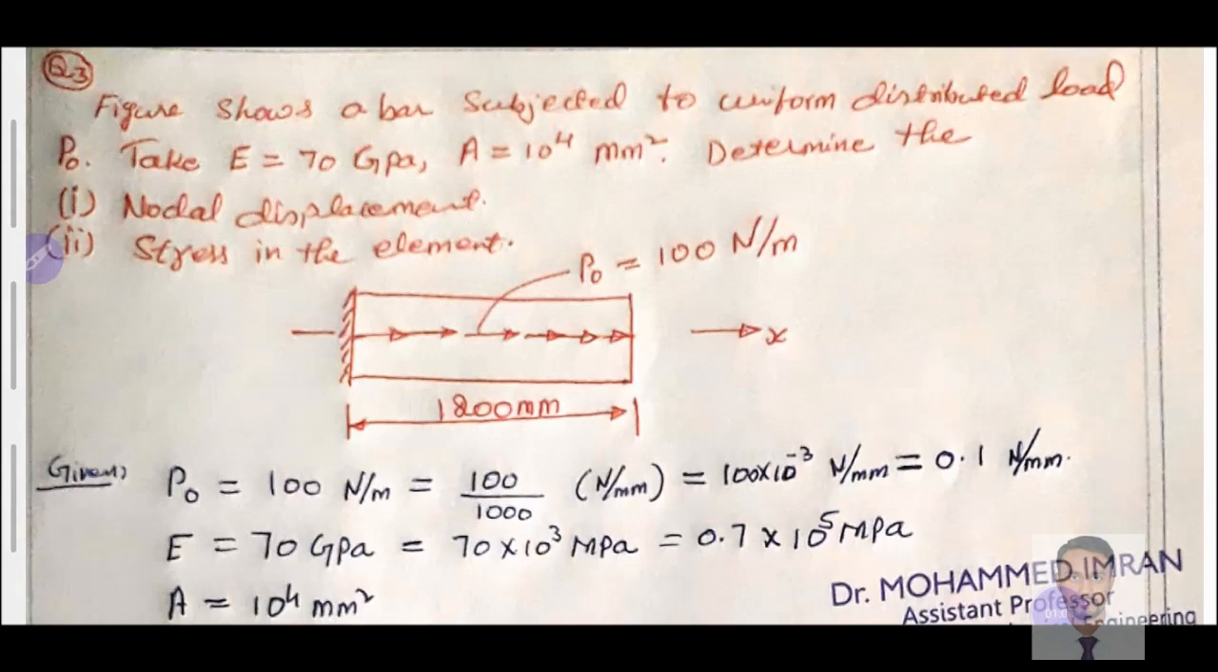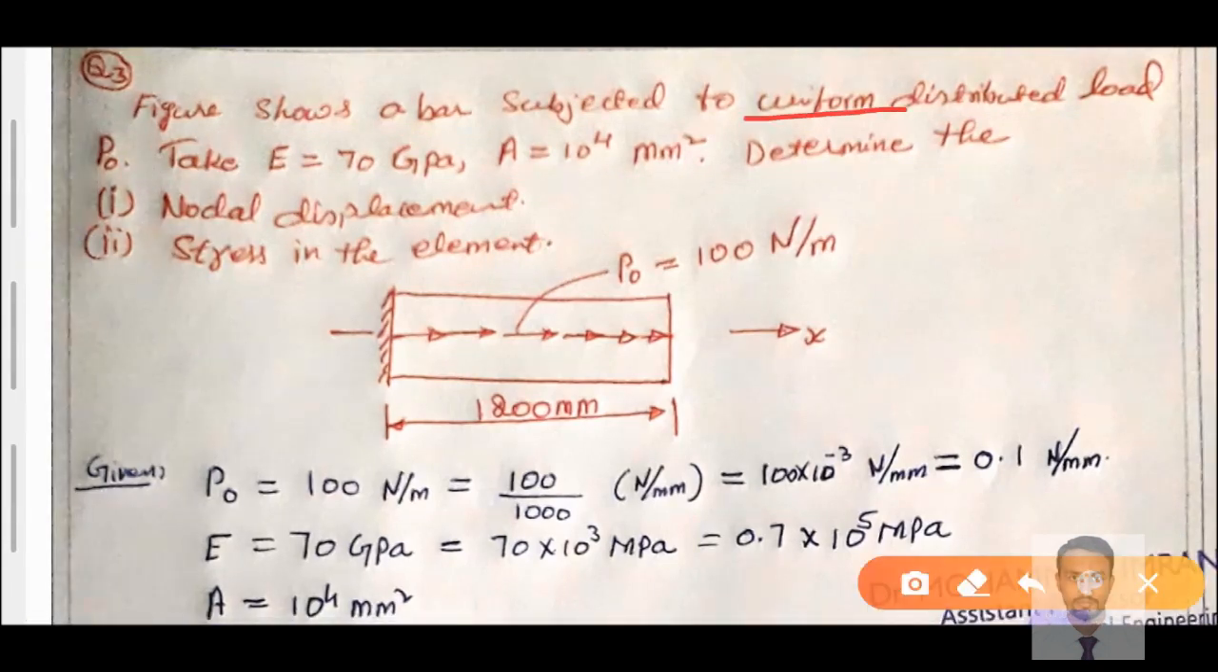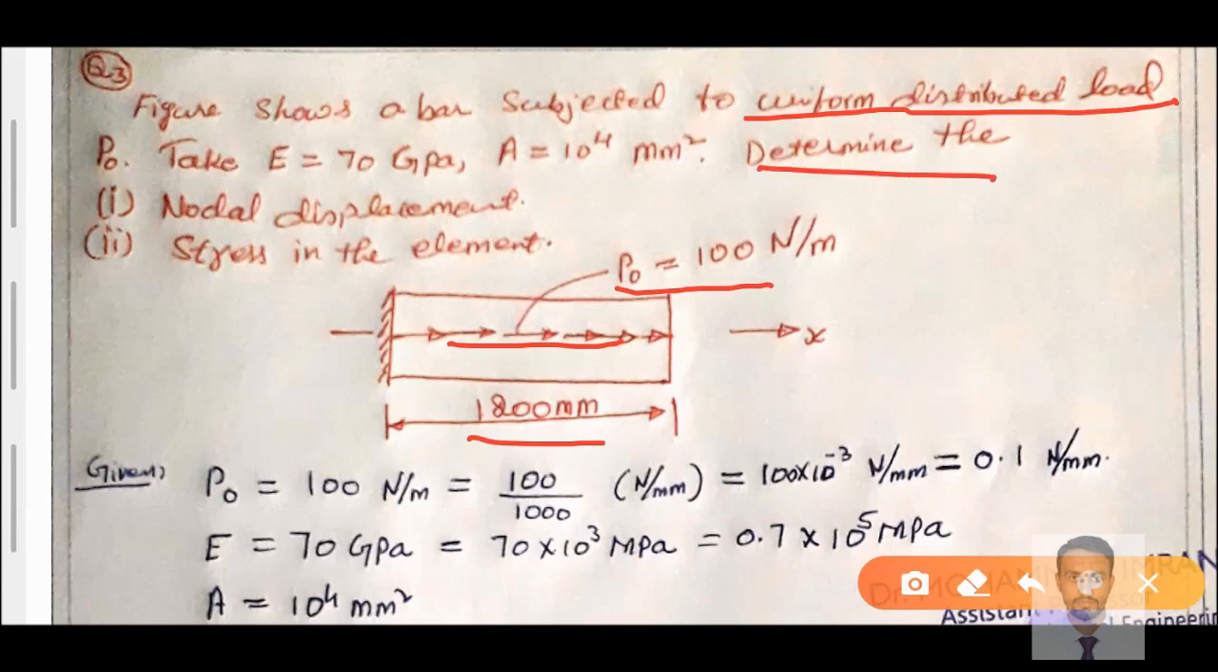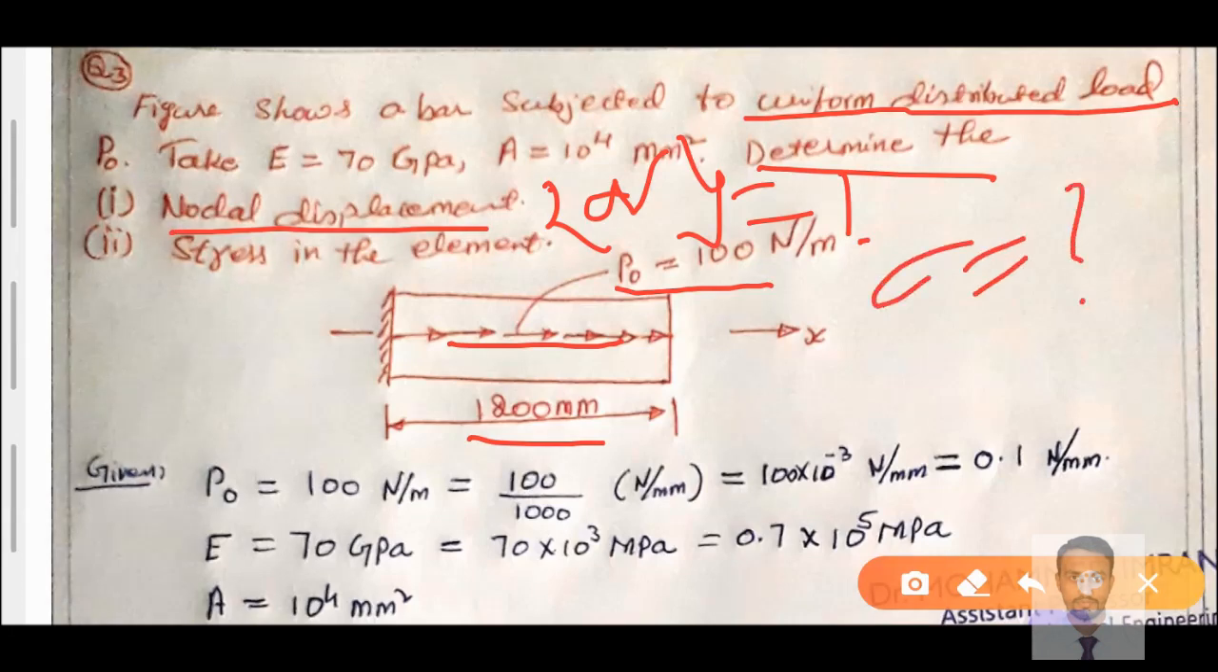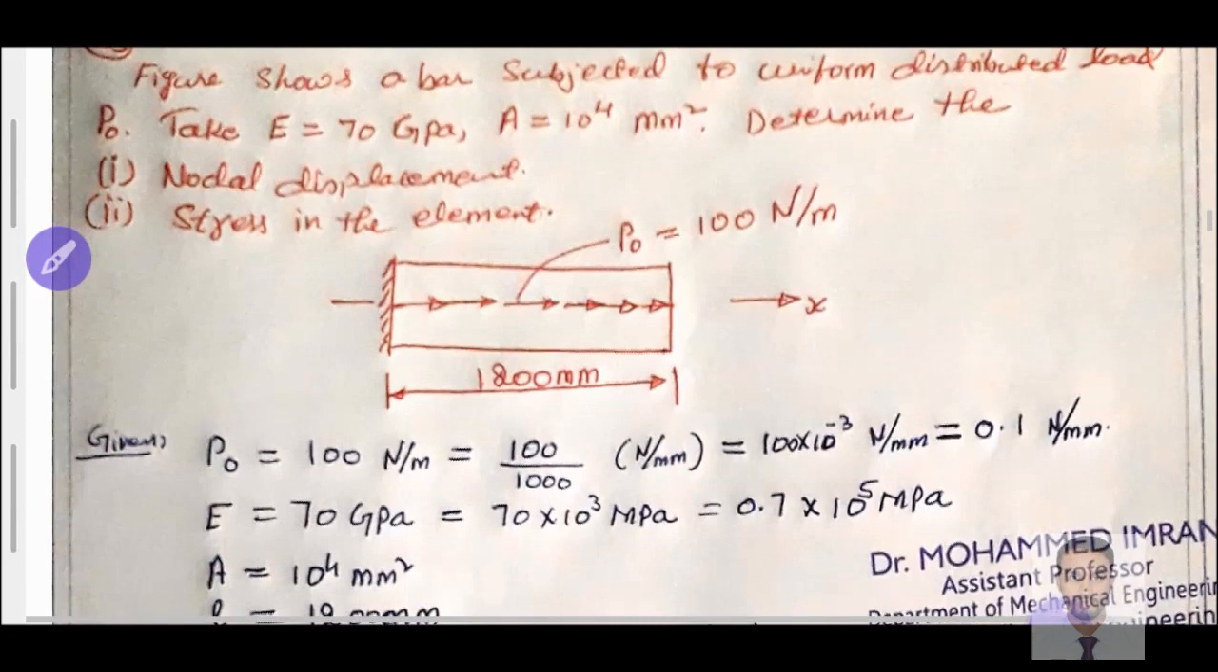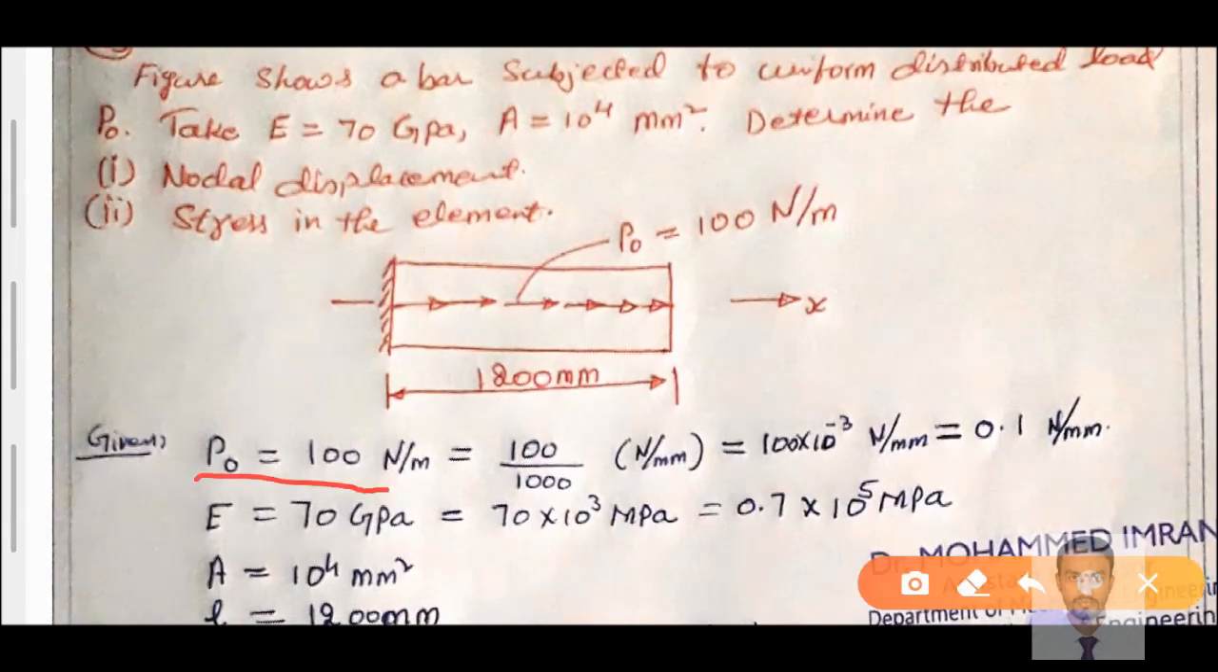You can see here a uniformly distributed load on a bar element, P naught equals 100 Newton per meter, and the length of the bar element is given as 1200 millimeter. We need to determine the nodal displacement Q equals question mark and stress sigma equals question mark. Given the problem, I'll take this data: P naught equals 100 Newton per meter.